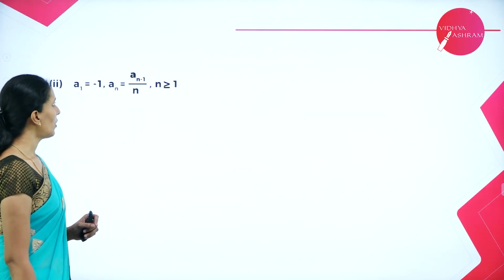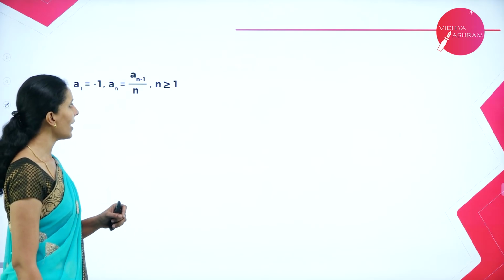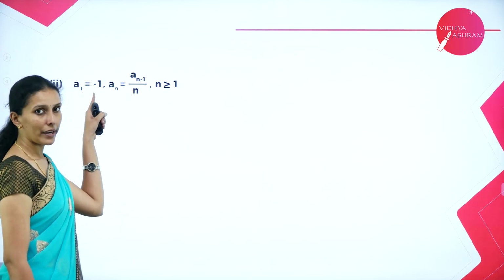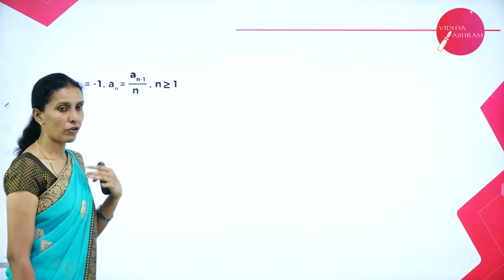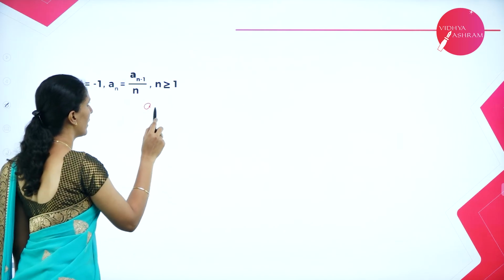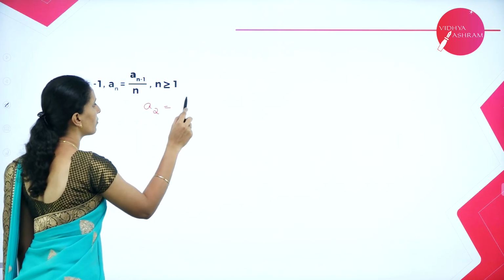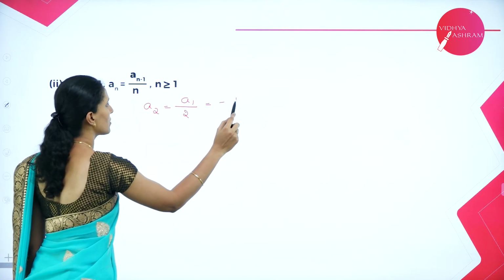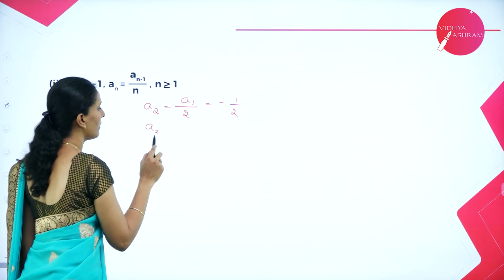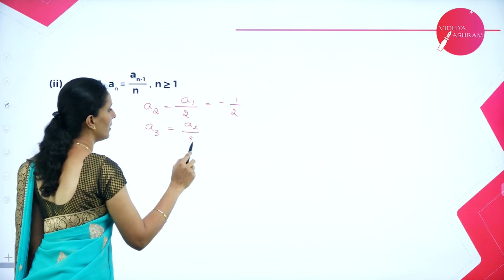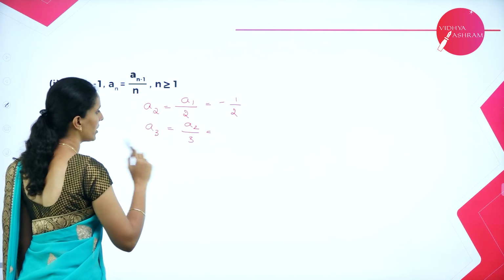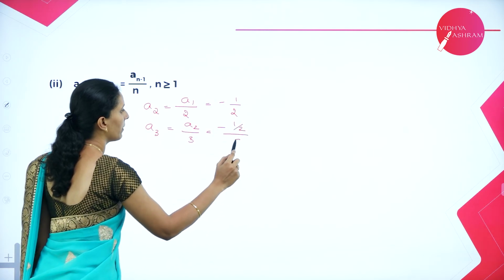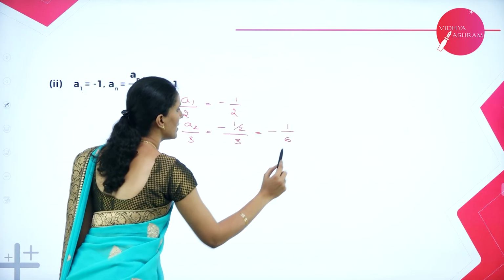Next, a1 is equal to minus 1, an is equal to an minus 1 by n, for n greater than or equal to 1. Since a1 is already given, let's calculate a2, a3, a4, a5. So let's write a2. a2 will be a2 minus 1, which is a1, by n, where n is 2. What is a1 given? It is minus 1 divided by 2. Next a3 will be a2 by 3, because n we have taken as 3. What is a2? Minus 1 by 2 divided by 3, which is equal to minus 1 by 6.